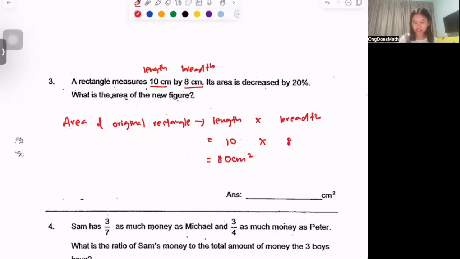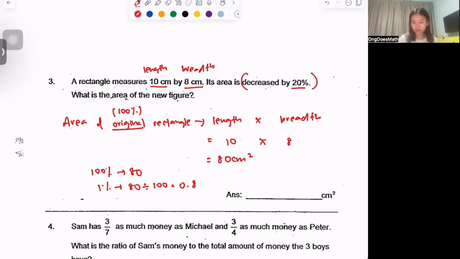And now the area is decreased by 20%. So original always means 100%, which means 100% is 80. When you find out what 1% is, which is just 80 divided by 100, it should give you 0.8. Then we just have to find out what happens in the end, which is decreased by 20%.